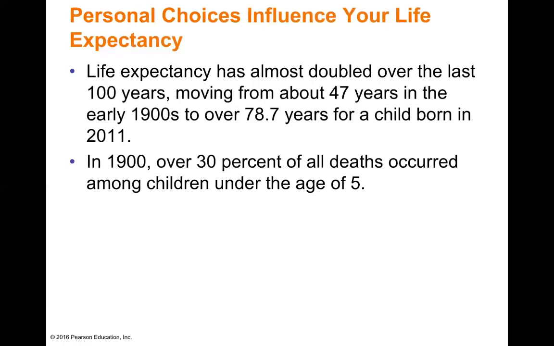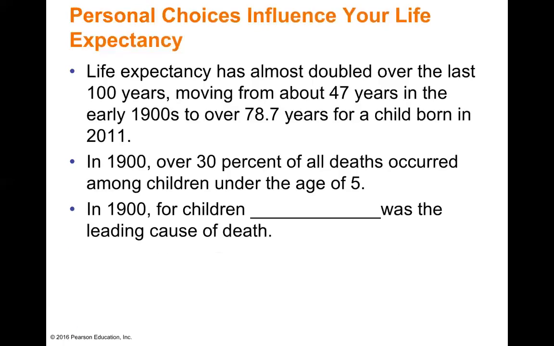In 1900, over 30% of all deaths occurred among children under age 5. 30%. That means 1 out of every 3 children would die, approximately. So in 1900, I want to quiz you here. What do you think was the leading cause of death? If you said infections, you're right.